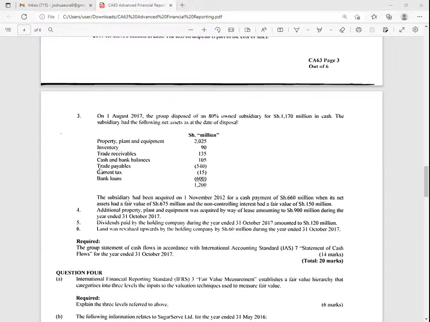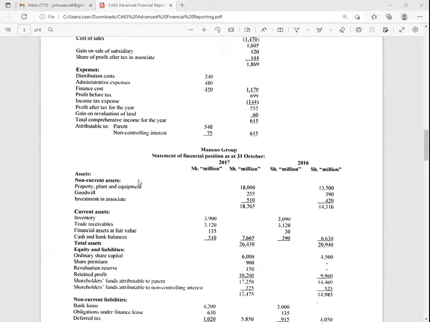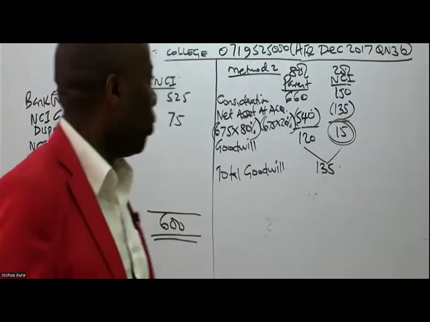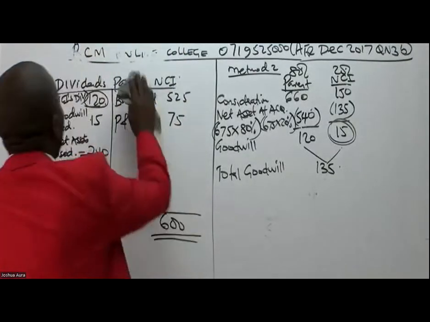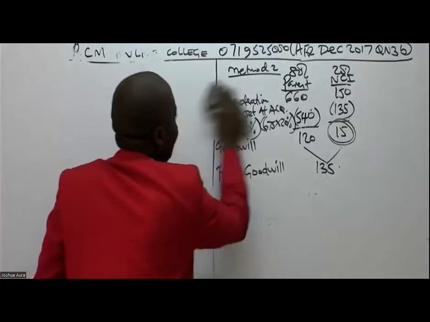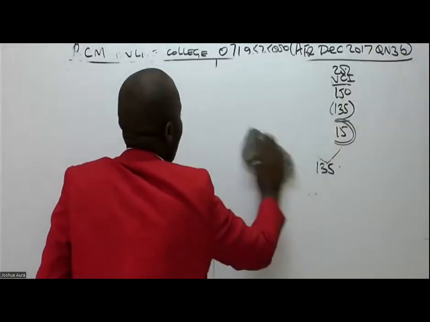So goodwill impaired. If you look at this, we have an asset called goodwill. You can see the opening balance was 390 and the closing was 255. So goodwill impaired, impairment loss of goodwill.